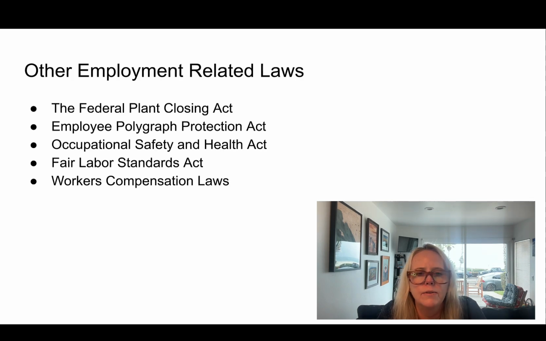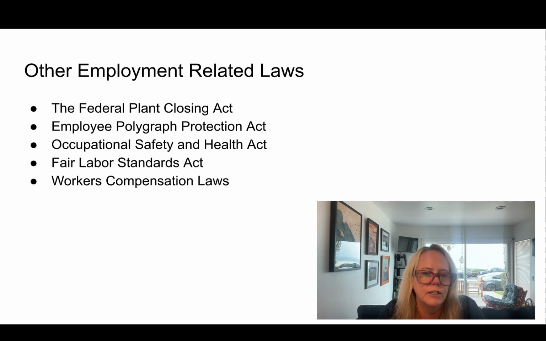The Federal Plant Closing Act basically says that if a large employer is going to have to do a massive layoff, they have to provide a warning period. Generally, it is a 60-day warning that you receive that says that you are going to be laid off, and this is the approximate date.